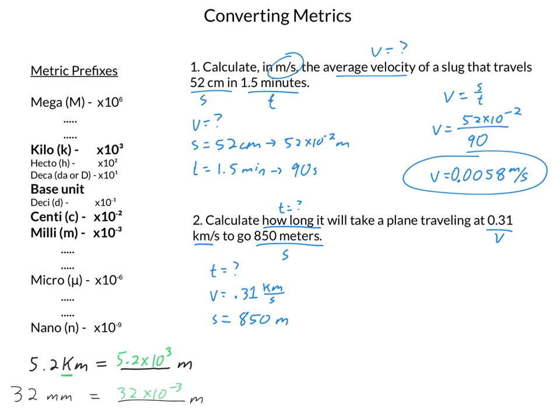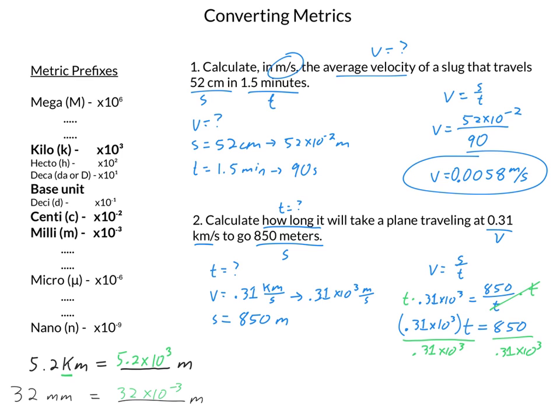Not a big deal. How do we go from kilometers to meters? Well, kilometers simply means times 10 to the third. So I have 0.31 times 10 to the third meters per second. Now I'm ready to substitute into my equation and solve. And in the end, I end up with 2.7 seconds.